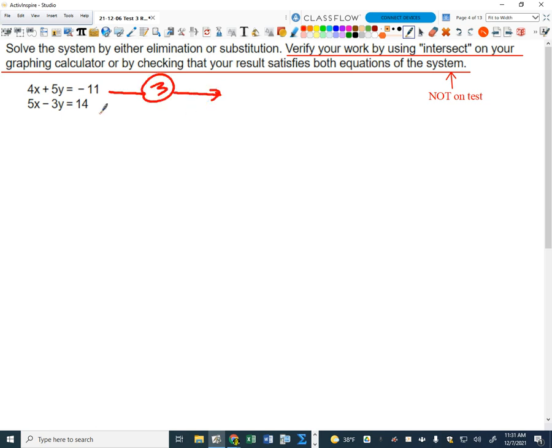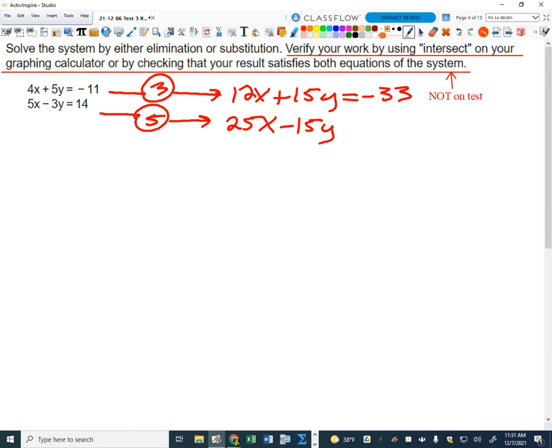So top by 3, bottom by 5 gives us 12x plus 15y equals negative 33. Distribute 5 through the bottom. I get 25x minus 15y equals 5 times 10 is 50 plus 5 times 4 is 20, so that's 70. This time the y's cancel, and it looks like I get 37x equals 37.